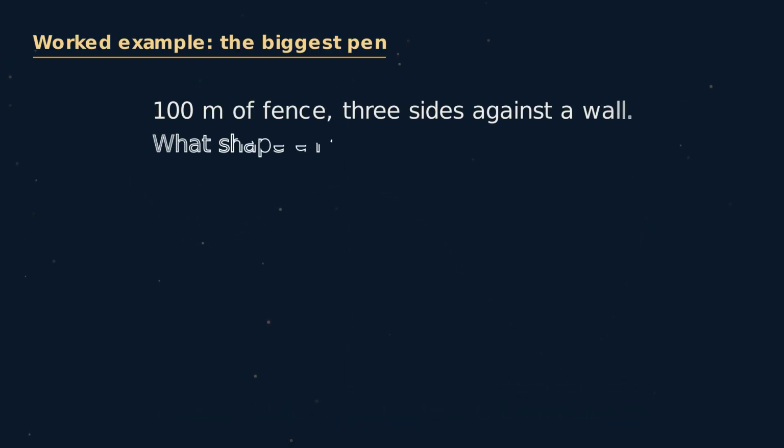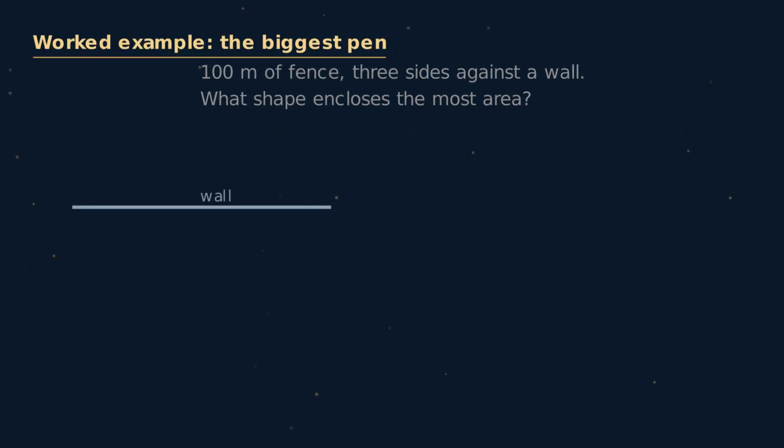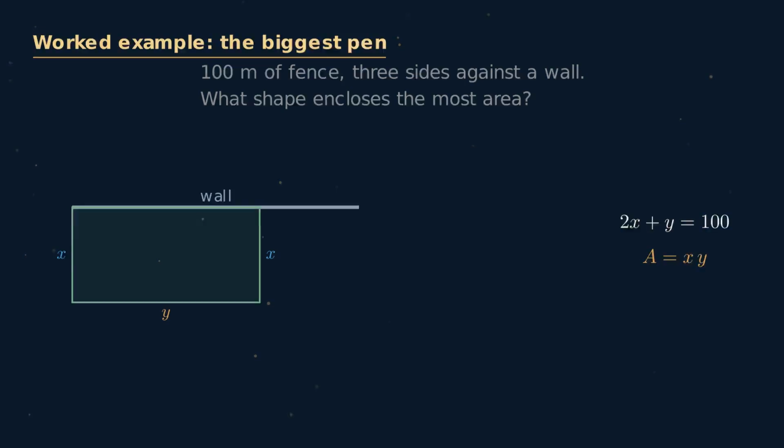Let's make it concrete. A farmer has 100 meters of fence and a straight wall. Fence just 3 sides. What dimensions enclose the most land? Name the pieces. The 2 sides sticking out from the wall are each X, the far side is Y. The fence you spend is 2x plus Y, and it equals 100. The area you gain is X times Y.